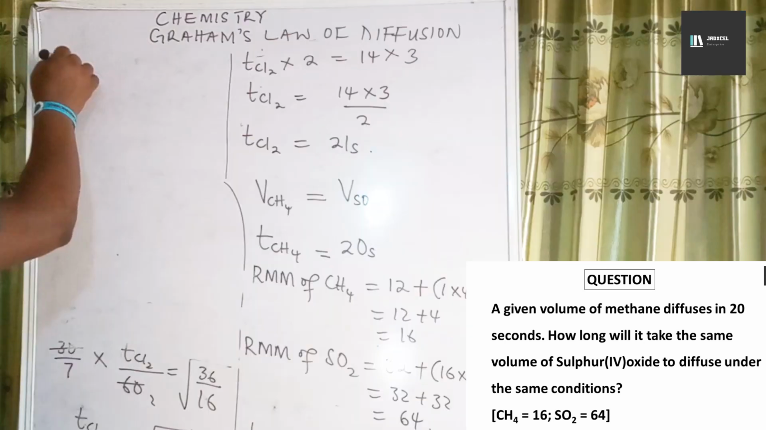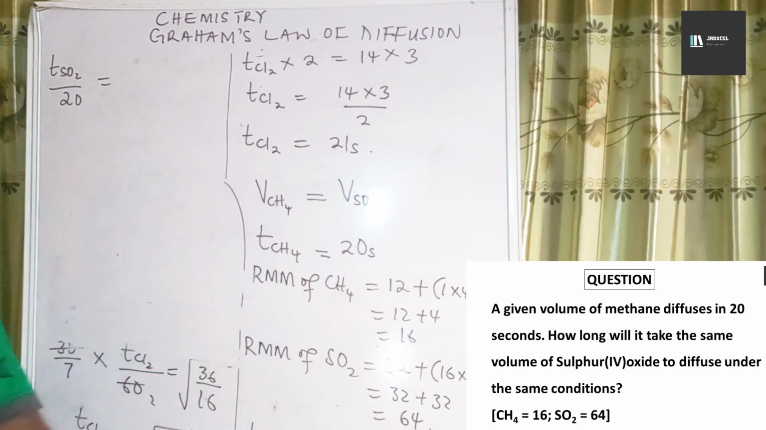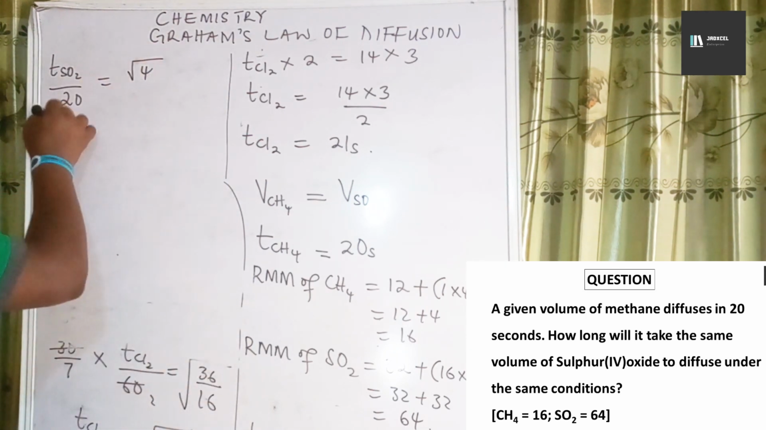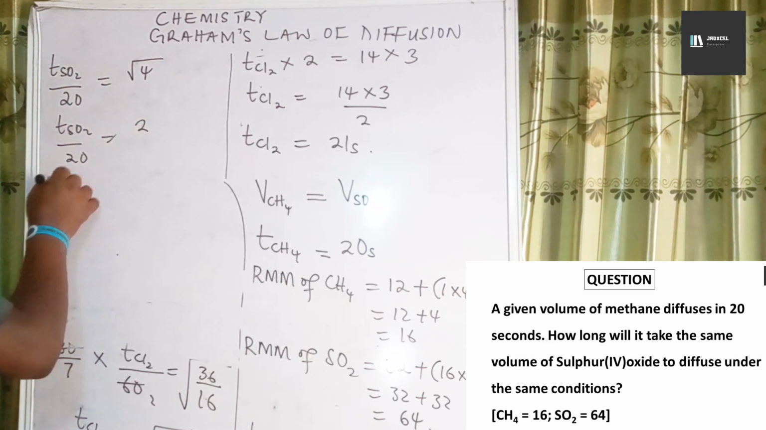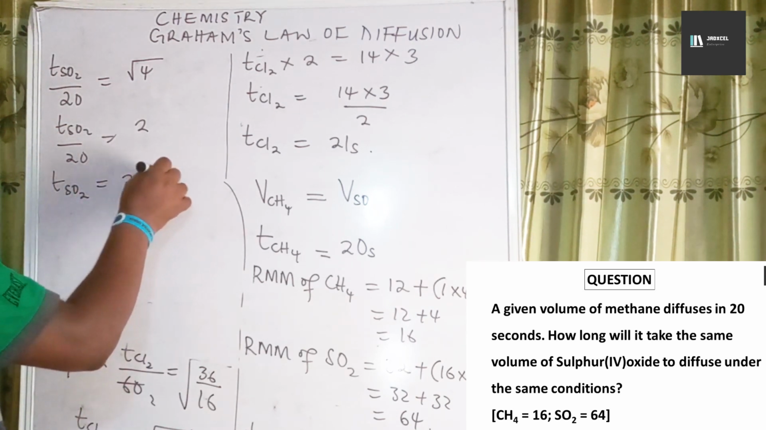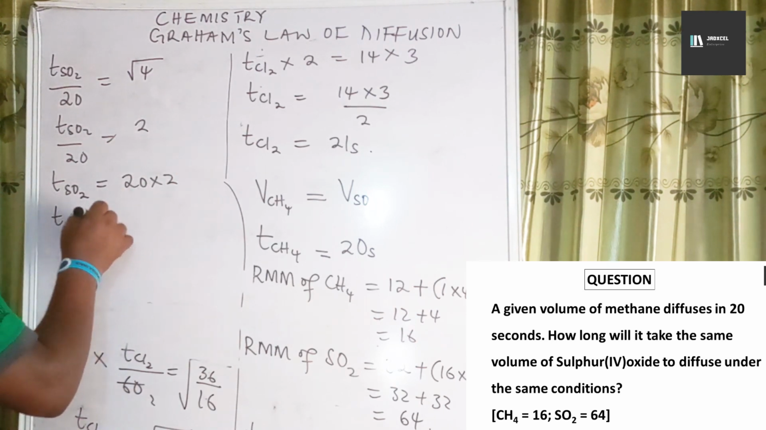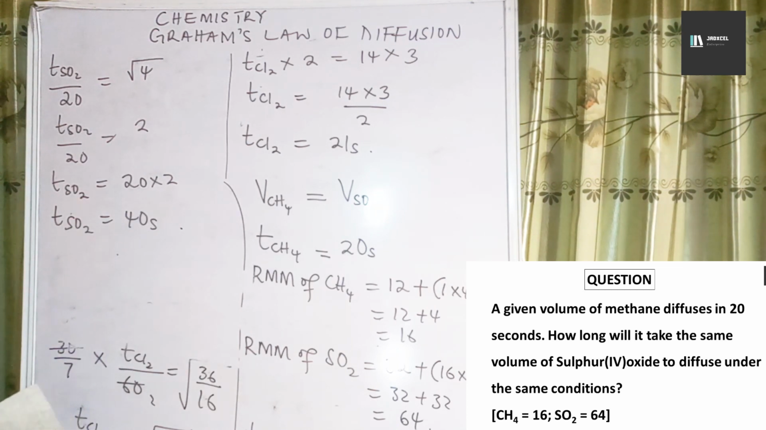So we have TSO2 over 20 equals the square root of 64 divided by 16, which is 4, square root of 4. So TSO2 over 20, what's the square root of 4? 2. So if we cross multiply, the time taken for sulfur IV oxide to diffuse under the same condition is 20 times 2, which is 40 seconds. So it will take 40 seconds for sulfur IV oxide to diffuse, while it will take methane 20 seconds to diffuse. Like I said, I want us to look at 3 questions in all.